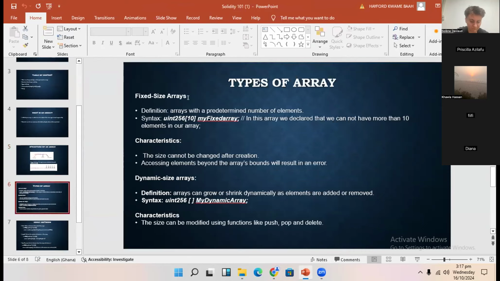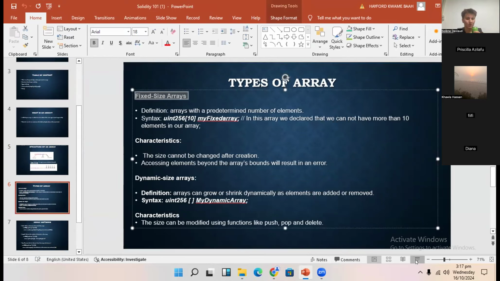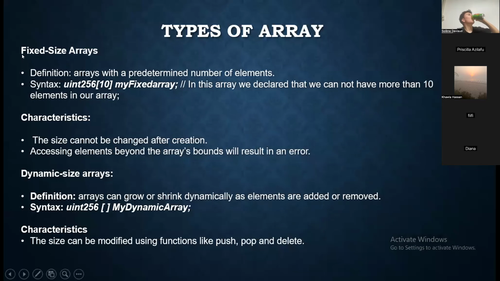Nice. So let's talk about the types of array that we have in Solidity. We have the fixed size array. These are arrays with a predetermined number of elements. Using this syntax below, you have uint256[10] myArray fixedArray. This means that the array can contain 10 elements.